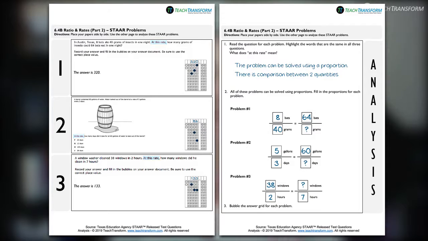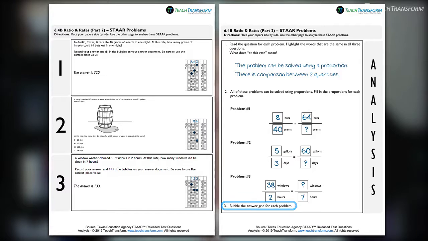And then I ask the students to dig down. What does "at this rate" mean? So after the students work together to write what that means, then in this particular case, I have them fill out the proportions for each one of these problems. I give them the labels and just have them fill in the numbers. Then students solve the problems and then they bubble the answer grid in for each problem.